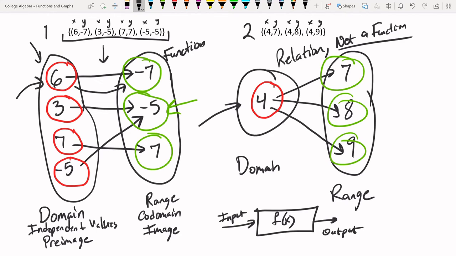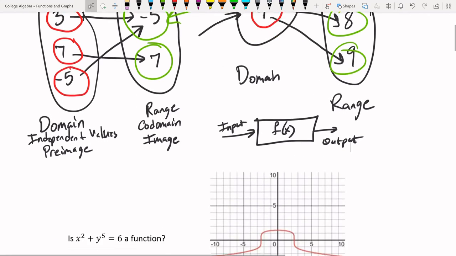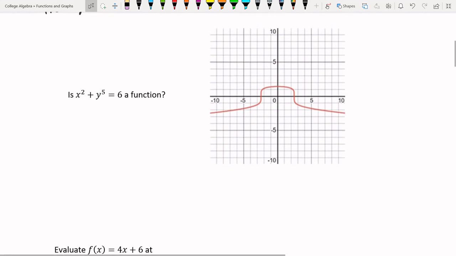And the function is just the machine that changes its input to the output. Typically, it's some algebraic equation, and that's what we're going to be working with here. Another way of finding out if it's a function or not is using what's called the vertical line test. For this test, you have to have the graph, which we have here.